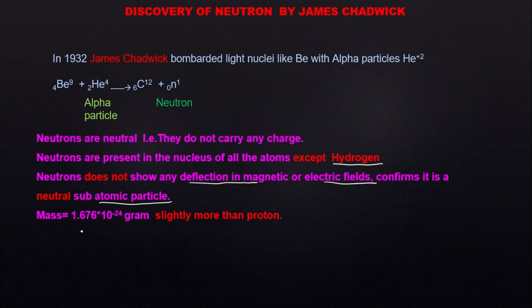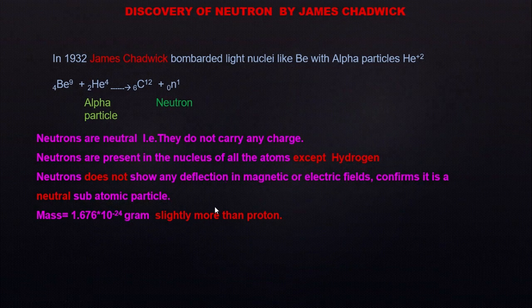But the mass of the neutron is slightly more than that of the proton. The value is 1.676 into 10 to the power minus 24 grams, or you can convert it to kg as well, 1.676 into 10 to the power minus 27 kgs. This is how it looks.